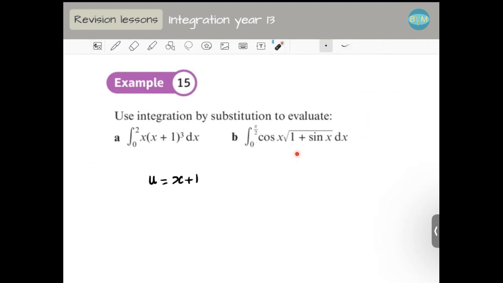What could be the substitution here? Looks a bit dodgy. Looks more complicated. But what could be the substitution? What do you think? Janie, do you have the microphone? Would it just be 1 plus sine x to the power of half? Exactly. Or just 1 plus sine x. It could be to the power of a half or just 1 plus sine x. So these are typical questions of integration by substitution.